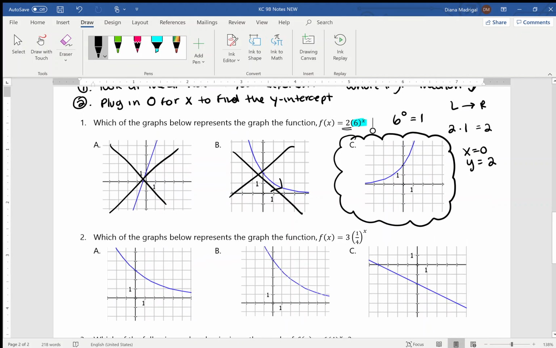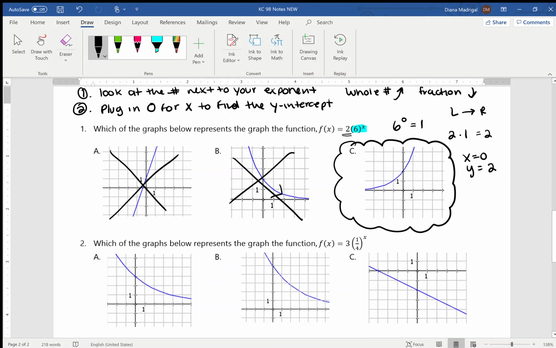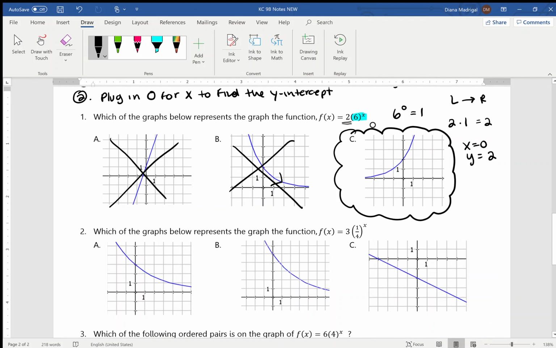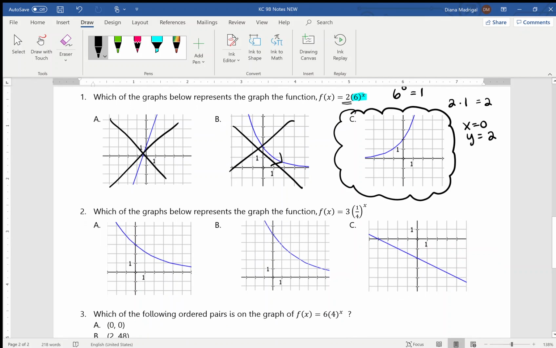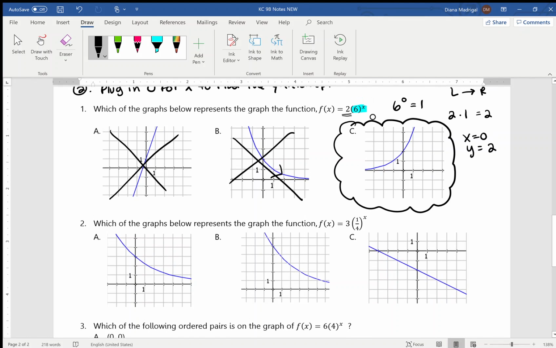For example, question number 2. Which of the graphs below represents the graph of the function? Look at my steps. Look at the number next to your exponent. If it's a whole number, the graph is going up. If it's a fraction, your graph has to go down. Then plug in 0 for x and find the y-intercept. Which one of those graphs actually crosses the y-intercept? I'll give you a moment here. Make sure you look at the graph. You can stop the video if you need to. You're going to answer the question in the next few seconds.